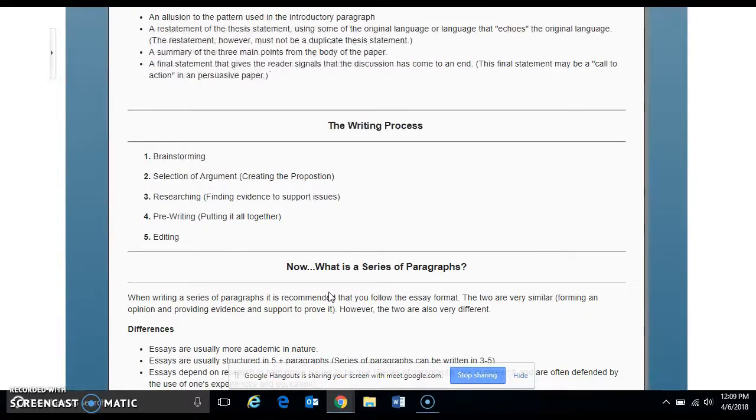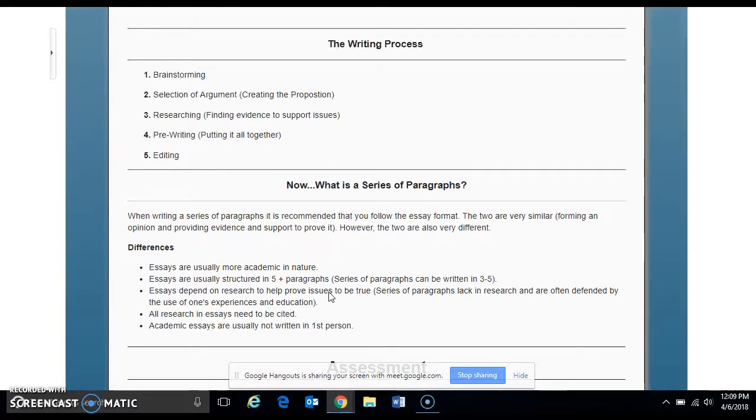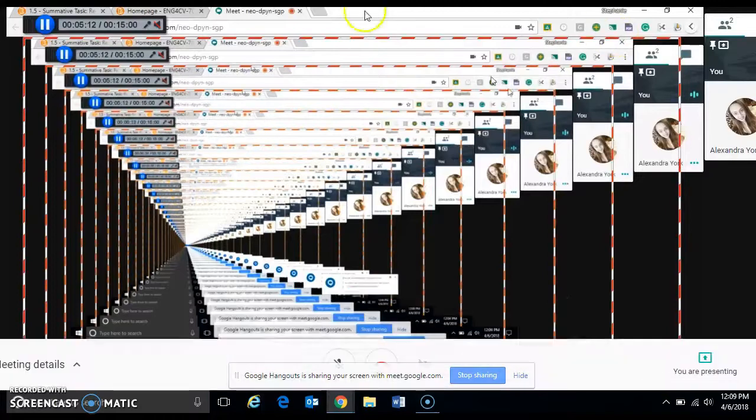And then of course the writing process: brainstorming, selecting an argument, researching, pre-writing, and editing. Now, I have to say this to you. When you submit your final paper to me, I want all your rough work. I want it all. It all counts for marks, and that is super important for you guys to know.